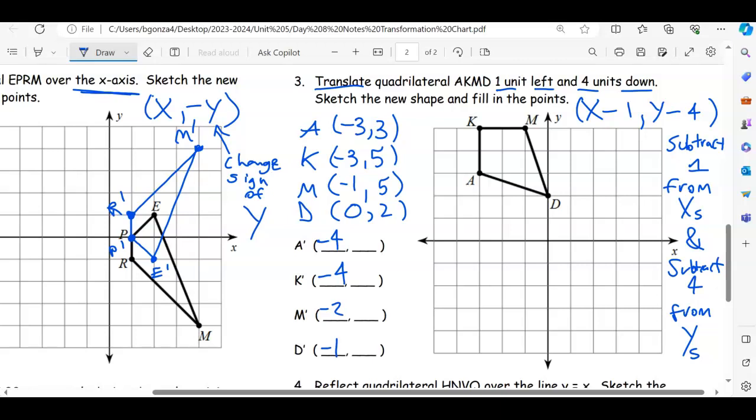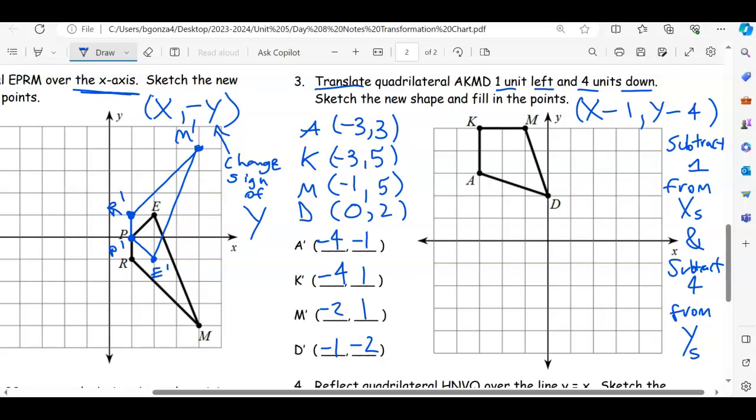And all my y values, I'm going to subtract 4. So 3 minus 4, negative 1. 5 minus 4, 1. 5 minus 4, 1. 2 minus 4, negative 2. So again, I subtracted 1 from every x, I subtracted 4 from every y, and now I can plot these new points.